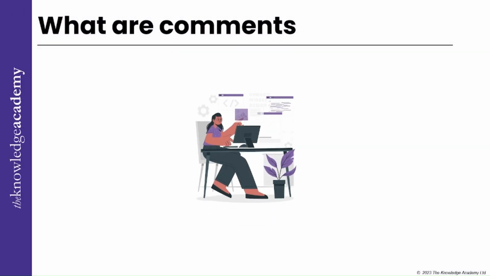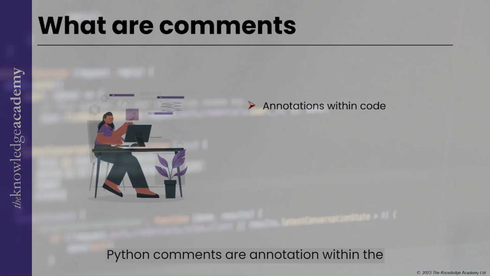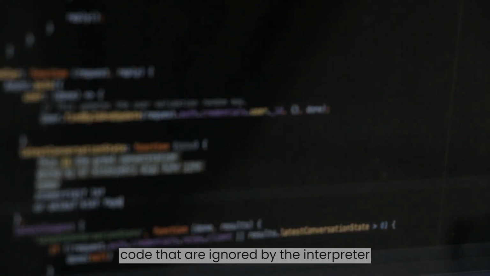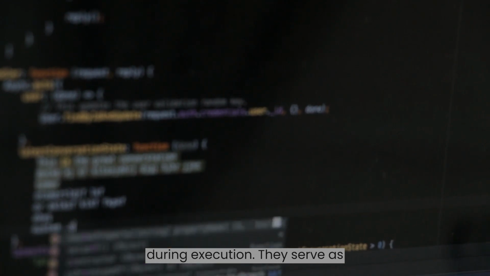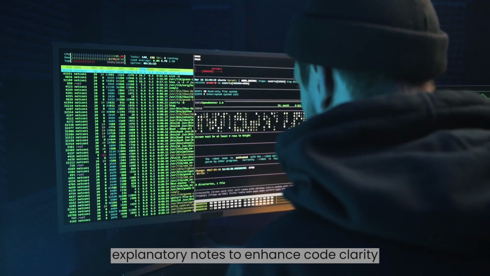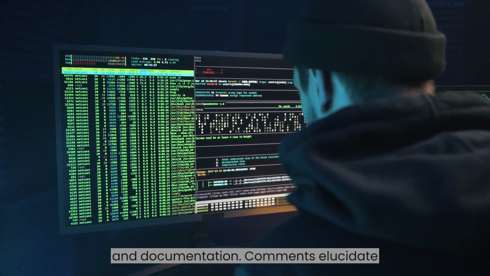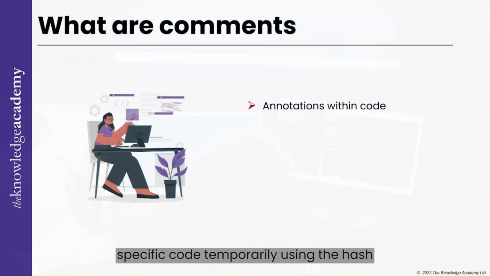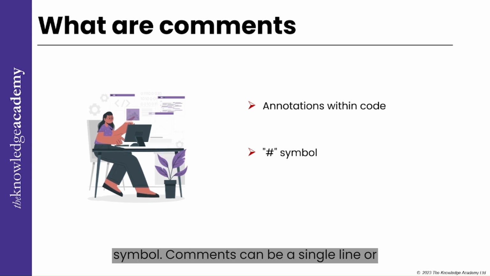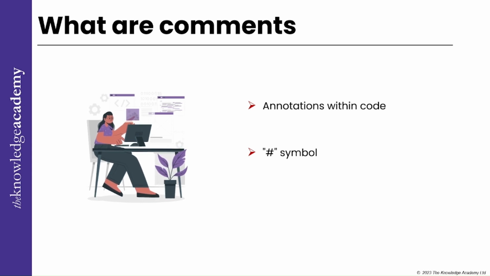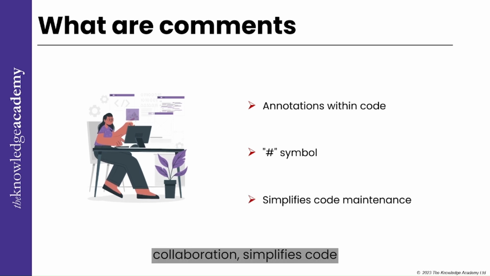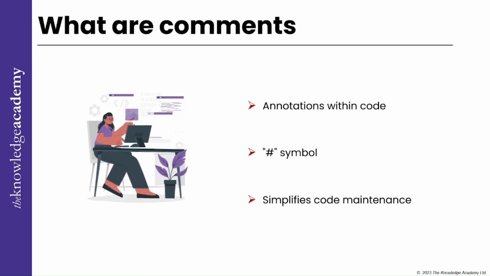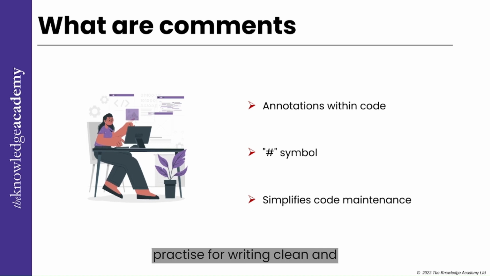Comments. Python comments are annotations within the code that are ignored by the interpreter during execution. They serve as explanatory notes to enhance code clarity and documentation. Comments elucidate complex logic, provide context, or disable specific code temporarily. Using the hash symbol, comments can be a single line or span multiple lines using triple quotes. Effective commenting fosters collaboration, simplifies code maintenance, and aids future understanding, making it an essential practice for writing clean and comprehensible Python programs.